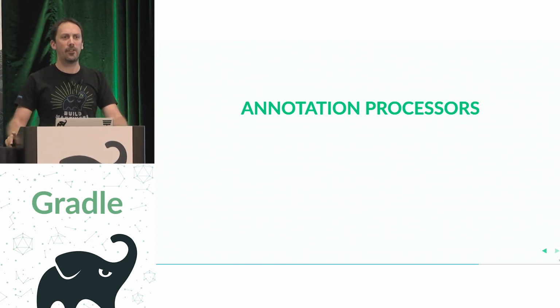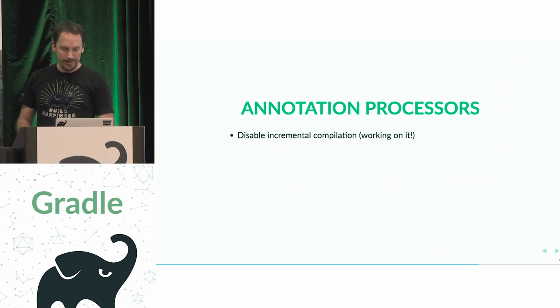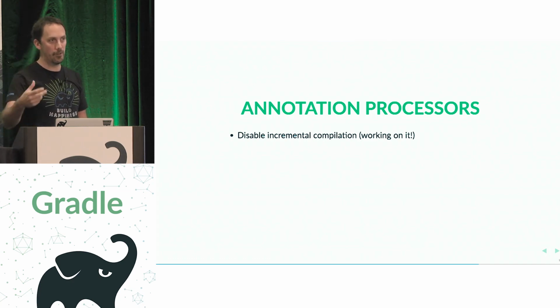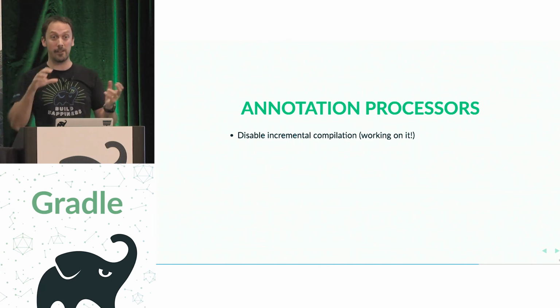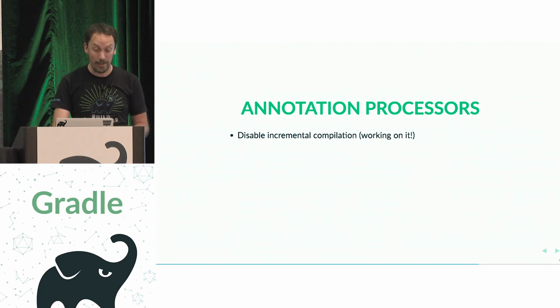Who uses annotation processors? Okay, so you're suffering. If you use Lombok, please use something else because it is really terrible for performance. Use auto-value, it's much faster. If you use annotation processors, just know that it disables incremental compilation. We are working with the Google and Groupon team to propose an API to fix that, so annotation processor authors will be able to declare that their annotation processors are compatible with incremental compilation. So it's going to be fixed, but not today.